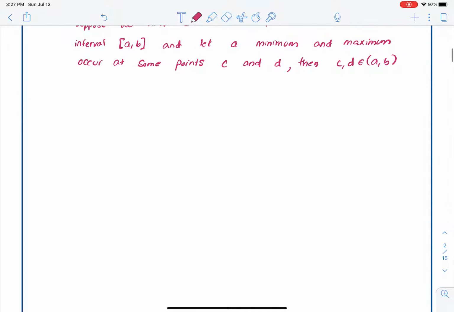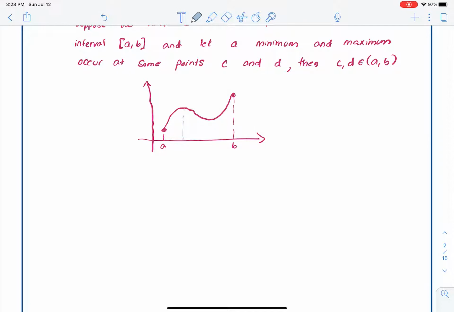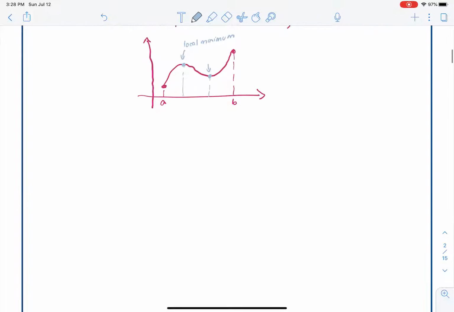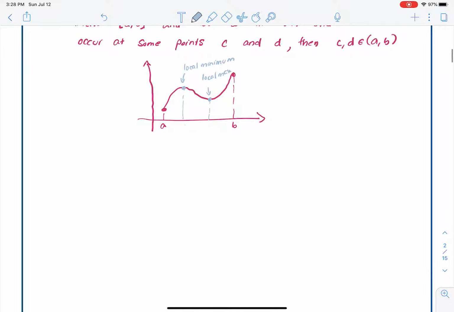Might seem confusing, but what we're trying to say here is if we have a function, so that is A and that is B, and if we suggest that the function attains a minimum or a maximum, which in this case there is a local minimum and local maximum, then the C and D must be in the interval A, B.